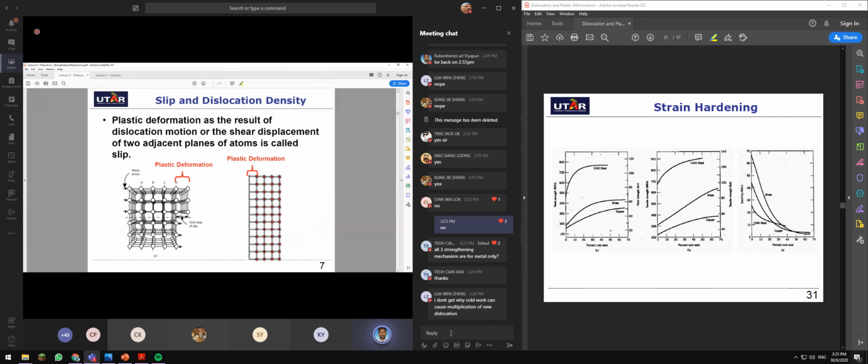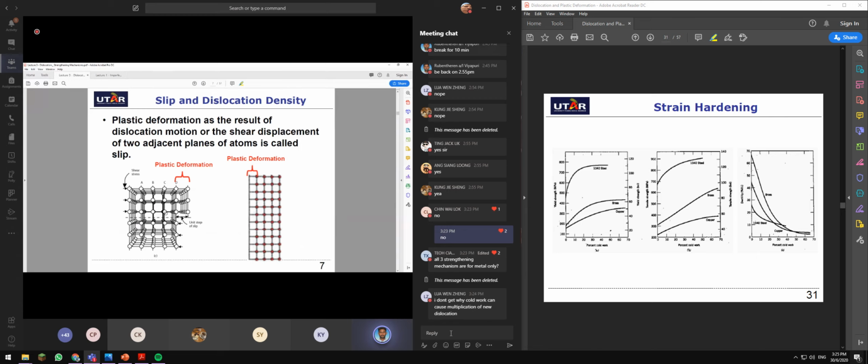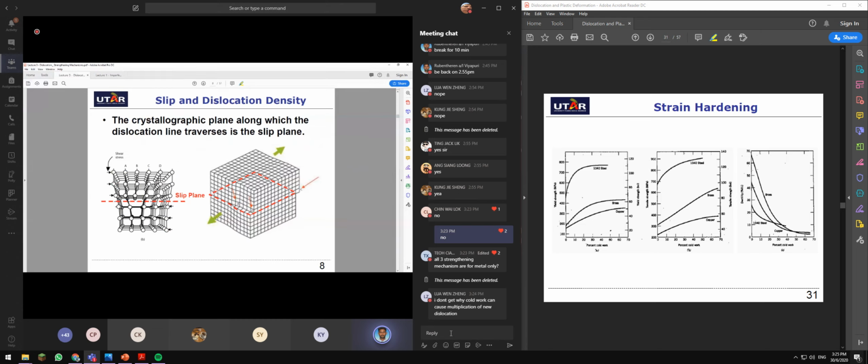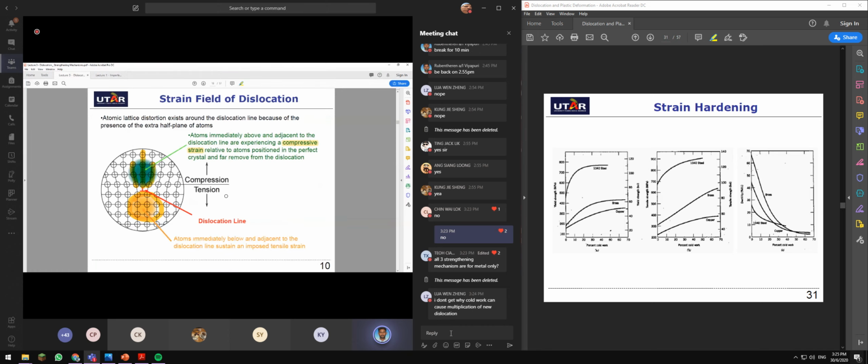And this is what I call slip. Once the dislocation moves to a new plane, you have plastic deformation, an increase in length which cannot be undone, and along the slip you have the slip plane where the whole crystallographic plane will move. During dislocation you have the strain field, which acts as a compressive strain on one side, and here you have the tensile strain.